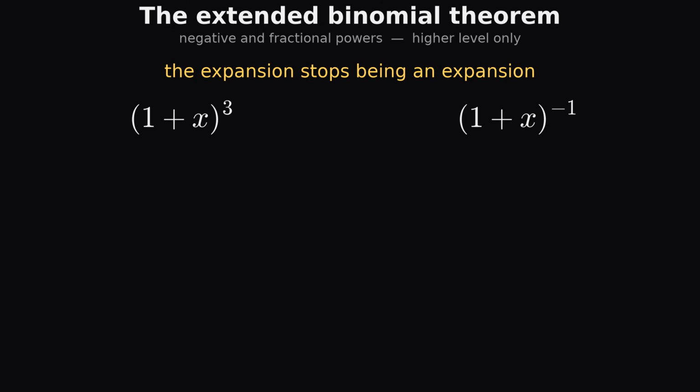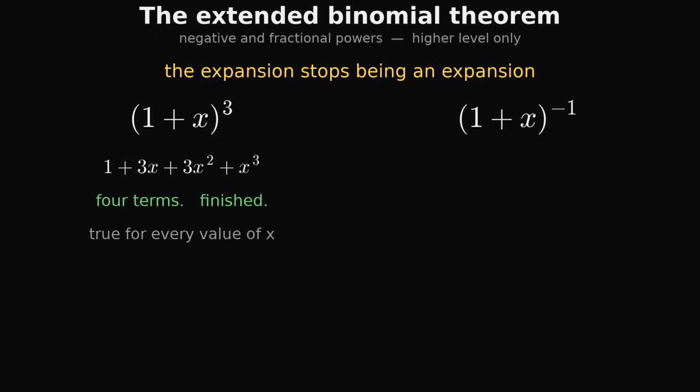(1 + x)^3 is 1 + 3x + 3x^2 + x^3. 4 terms, and then it is finished. And it is true for every value of x you could put in. Now (1 + x) to the power minus 1: 1 - x + x^2 - x^3 + x^4, and it never finishes. It runs forever.